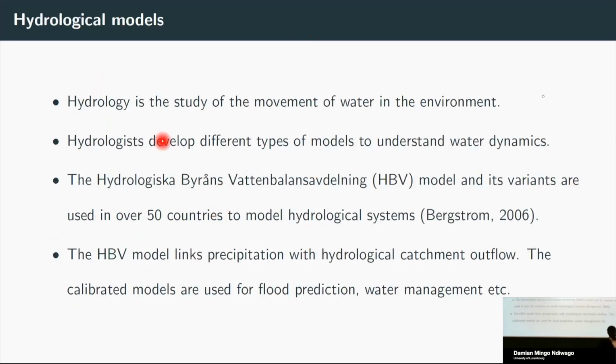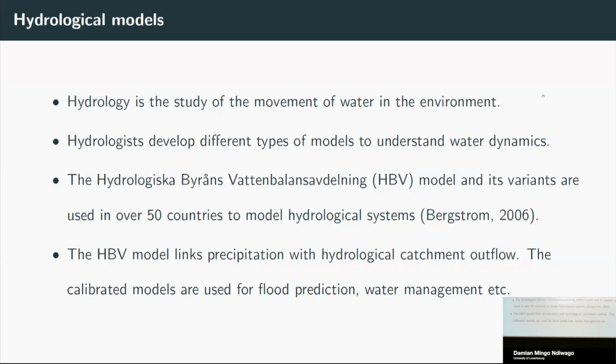So it's, I just call it by the acronym, the HBV model. So what the HBV model does is that it describes the dynamics of water in various catchments. And the model has been very successful such that by 2006, it was being used as a standard in more than 50 different countries. So our model formulation is based on the HBV model.